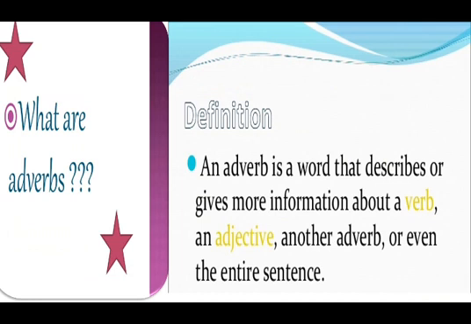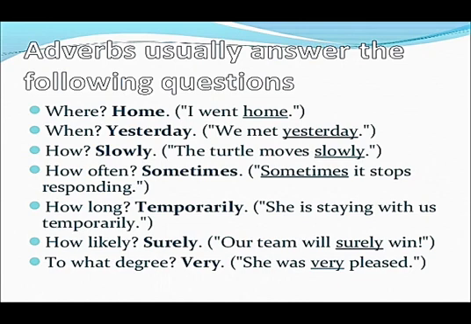So what are adverbs now? An adverb is a word that describes or gives more information about a verb. So usually about adverbs we say that an adverb is a word that gives more information about verbs, an adjective, another adverb, or even the entire sentence. Now, adverbs usually answer the following questions.